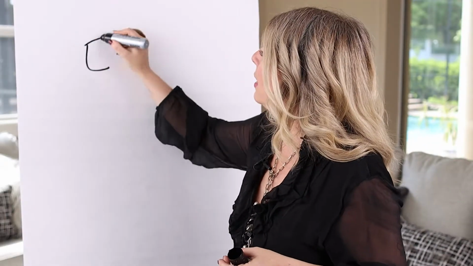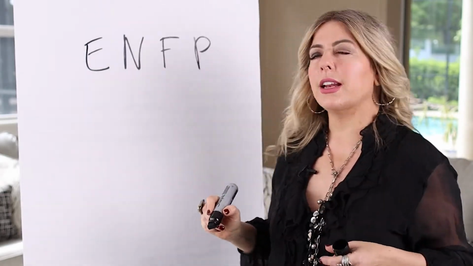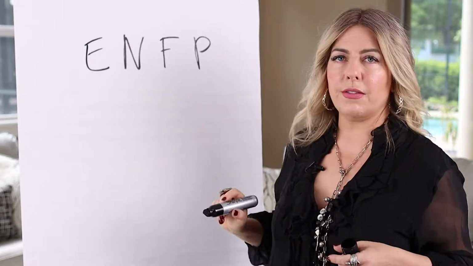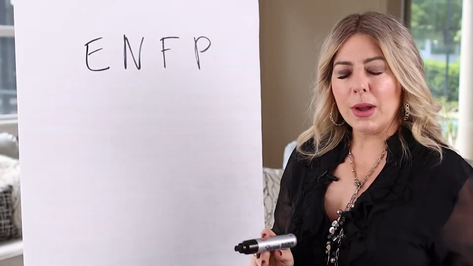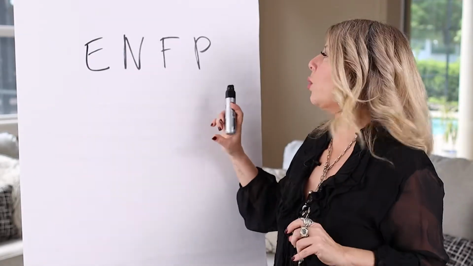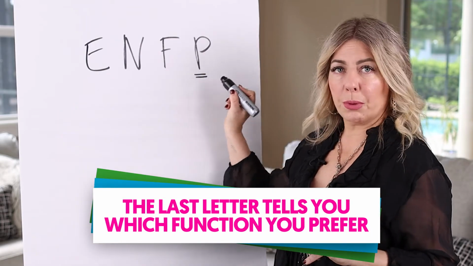So remember I talked about, I'm going to use myself as an example because I know myself better than anyone else. ENFP is my personality type. So extroversion, intuition, feeling, perceiving. Here's the thing. The way we understand type dynamics is we look at the last letter. Remember how I told you this last letter tells you which function you prefer.